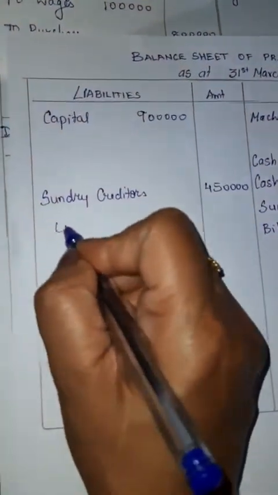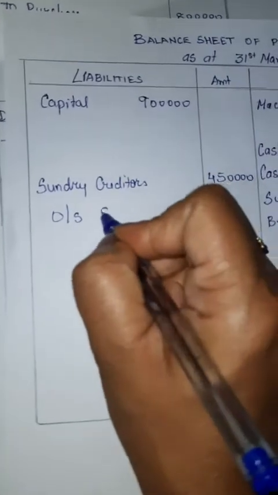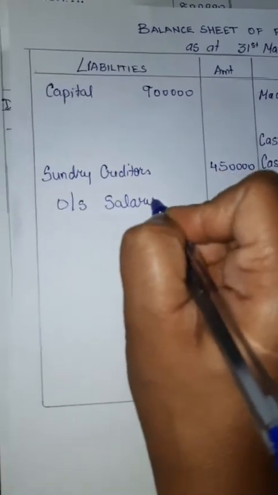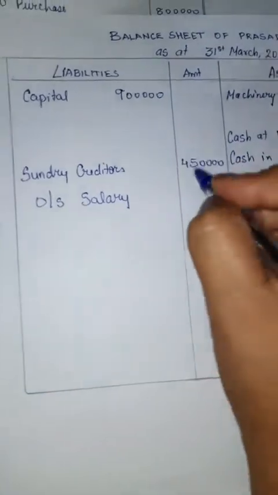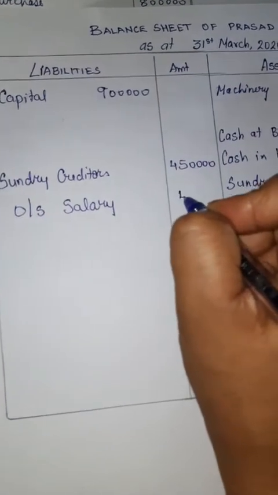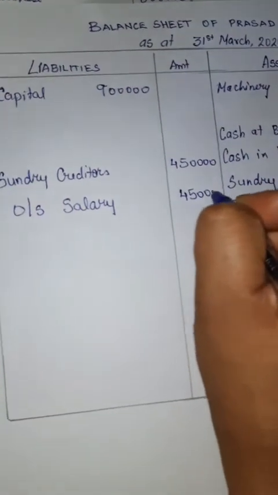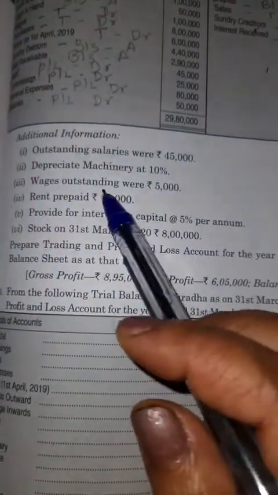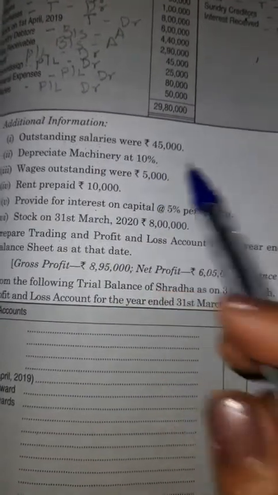I will write here outstanding salary. The amount given in the additional information will be written, 45,000. Clear? Now the next item given to you is: depreciate machinery at the rate of 10%.